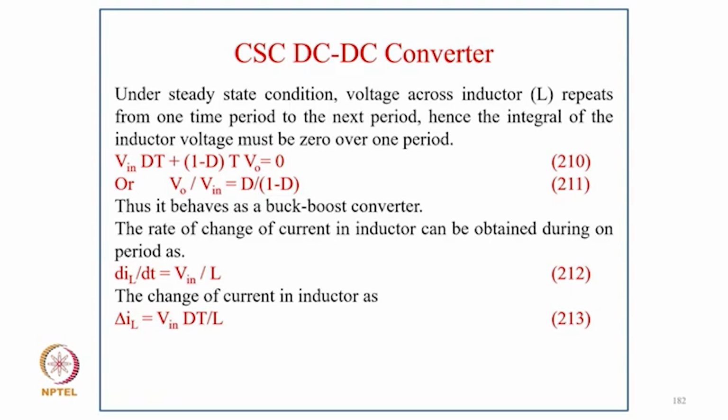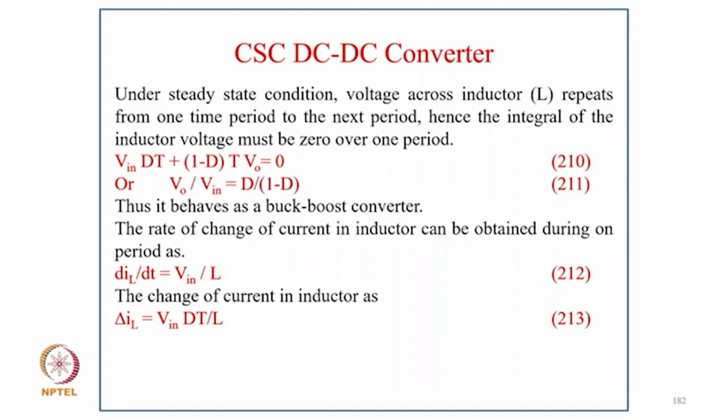So coming to the analysis under steady state condition, the voltage across the inductor repeats from one period to the next. Hence, the integral of inductor voltage must be 0 over one period. So Vin dt plus (1 minus d) t times Vo is equal to 0, or Vo upon Vin equal to d upon 1 minus d. Thus, it behaves as a buck boost converter.